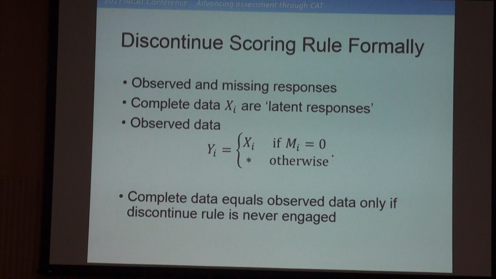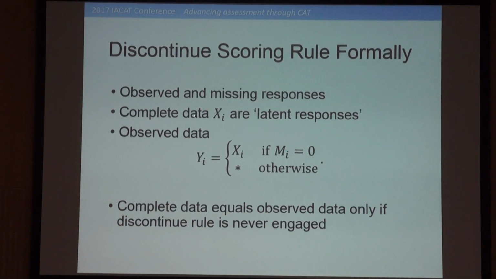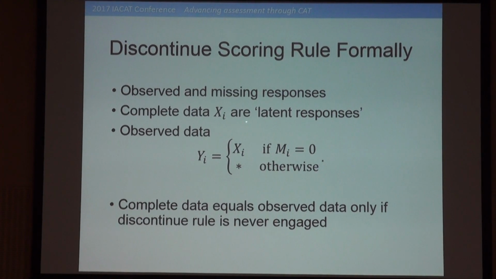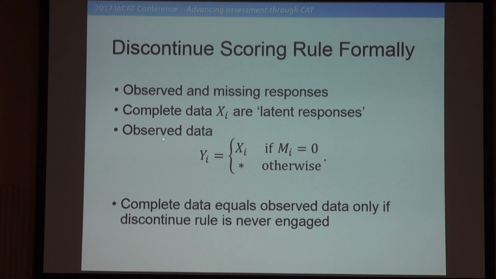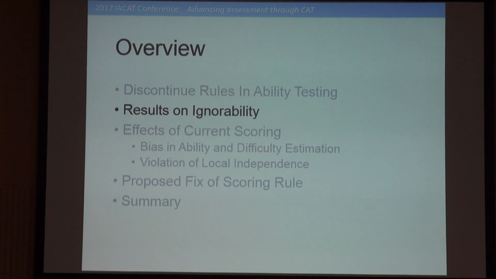So what we do then is we are rescoring essentially the complete data that we don't see, that becomes something like latent responses, into the observed data. So we observe up to a certain point, and then we continue with missing once the missing indicator turns from 0 to 1. Obviously we only have equality if this missing data rule never applies, so the discontinue rule never gets triggered. So why do I tell you this? Because what happens with that is bad.